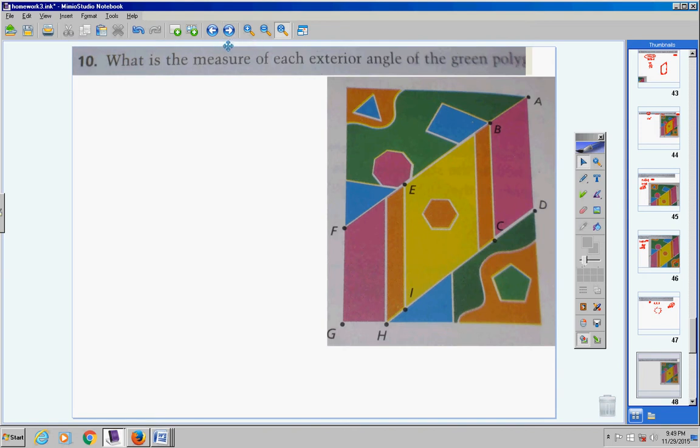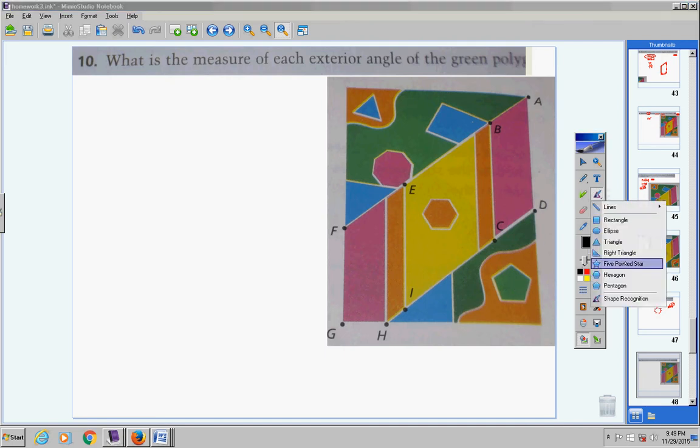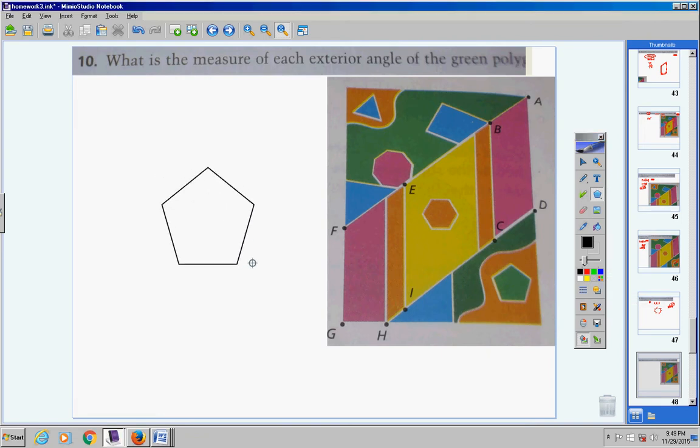Same thing again, guys. I'm not going to spend a lot of time on this. Look. What is the measure of each exterior angle of the green polygon right here? Well, guys, that's a pentagon. Okay? I can draw that. I've got help on this. There we go. Alright, there's my pentagon. Now, look. Once again, how many sides? I want to drill this into your heads, guys. Learn this. How many sides do I have? 5. How many interior angles do I have? 5. How many exterior angles do I have?